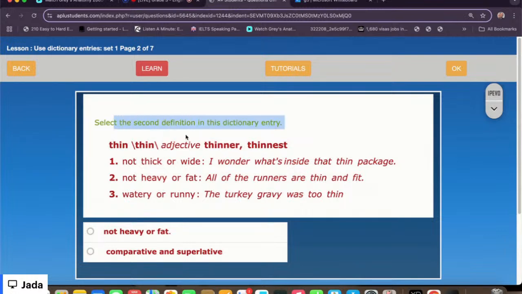So now, select the second definition in the dictionary entry. We have teen, Tina, and teeness. Not thick or wide, not heavy or fat. So which one is the second definition in these meanings?